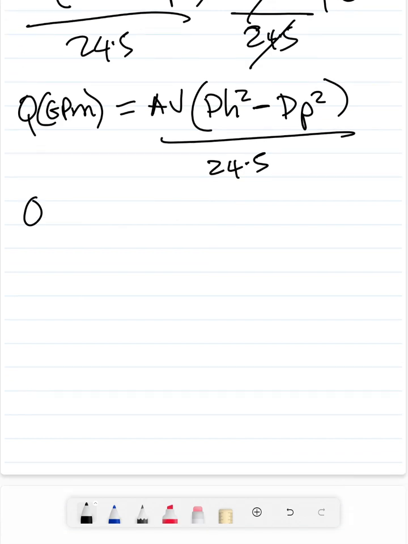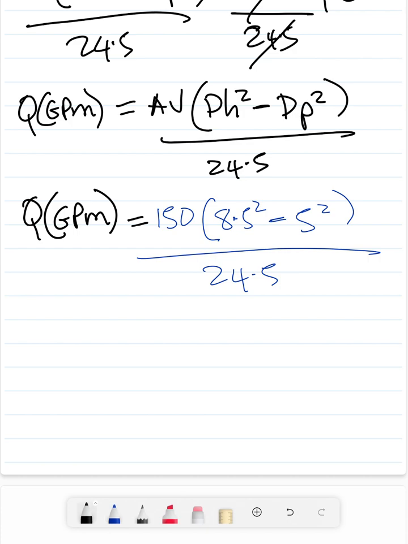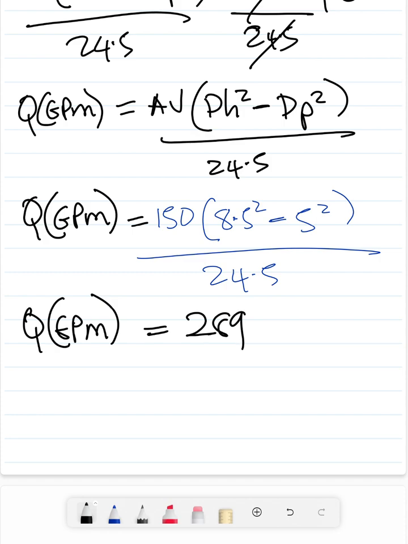So plug in your values. Your q in gpm is equal to, recall we said that we want our annular velocity to be 150. Diameter of the hole is 8.5 squared. Diameter of the pipe is 5-inch squared, all over 24.5. So if we do the numbers quickly, your q in gpm is going to give us circa 289 gallons per minute.